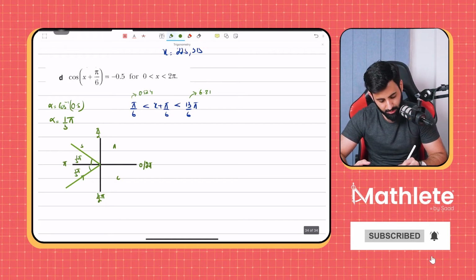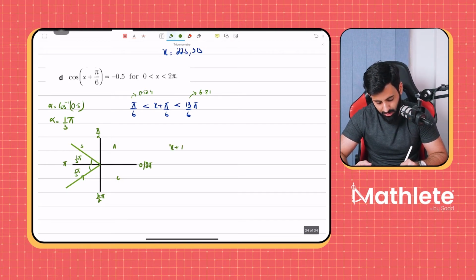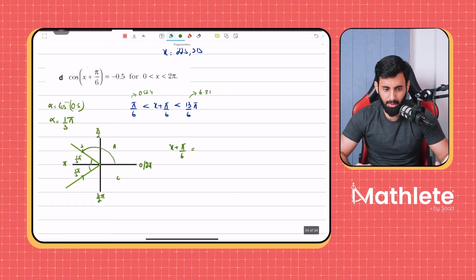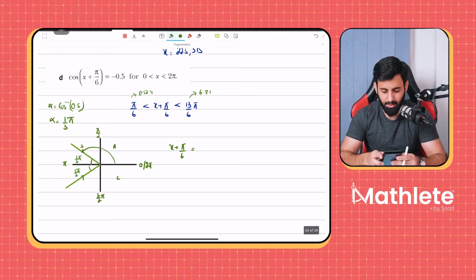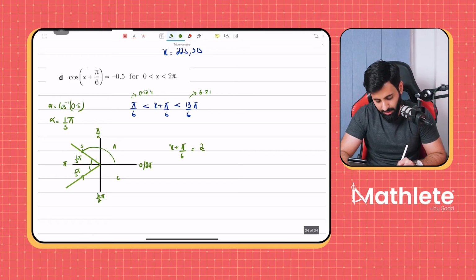Okay, so what do we do next? We start finding out the actual value of x. So x plus pi upon 6. How will I work this out? What is this going to be equal to? Pi minus 1 upon 3 pi. Okay, so let's do that. Pi minus 1 upon 3 pi. So we're looking at 2 upon 3 pi.